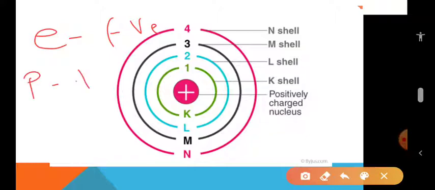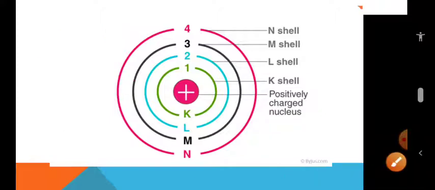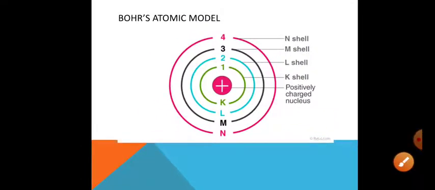Protons are positive charge, and neutrons are neither positive nor negative. Okay, so this is Niels Bohr's atomic model. Now different shells are there, K shell, L shell, M shell, N shell, and at each and every shell a different number of electrons are there.